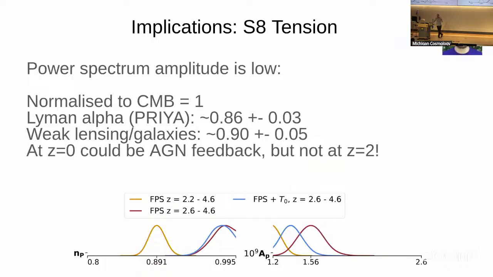The real implication is that this is an S8 tension, right? So you may have heard there's an S8 tension with the weak lensing, where the weak lensing data prefers less power than the CMB. This is the same thing, right? The amplitude of this tension is almost exactly the same as for the weak lensing.